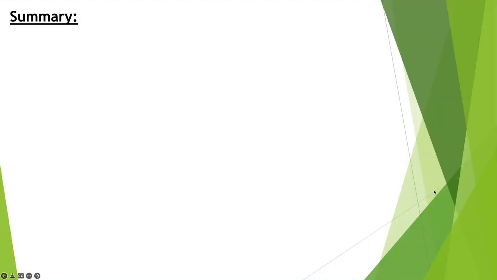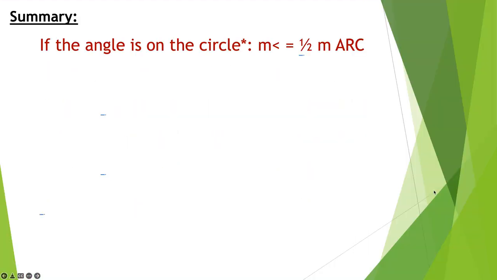So what is our summary about these arcs? Well, if the angle is on the circle, the measure of the angle is half the arc. Now I put a little asterisk there because there is an exception to that. I'm not positive we're going to come across the exception, but when a secant meets a chord, you need to go to angles of a triangle or linear pair. I don't know if we'll get there. If we do, we'll certainly cover it.